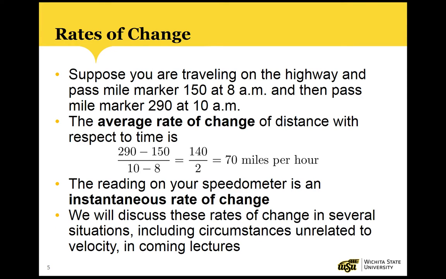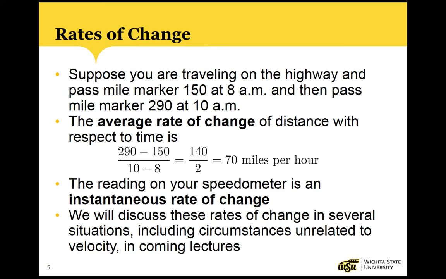Fundamentally, a derivative is a rate of change, and to prepare to study it, we're going to talk a little bit more specifically about kinds of rates of change. Suppose you're traveling on a highway and pass mile marker 150 at 8 a.m. and then pass mile marker 290 at 10 a.m. The average rate of change of distance with respect to time is (290 minus 150) divided by (10 minus 8), which gives you an average rate of change of 70 miles per hour.